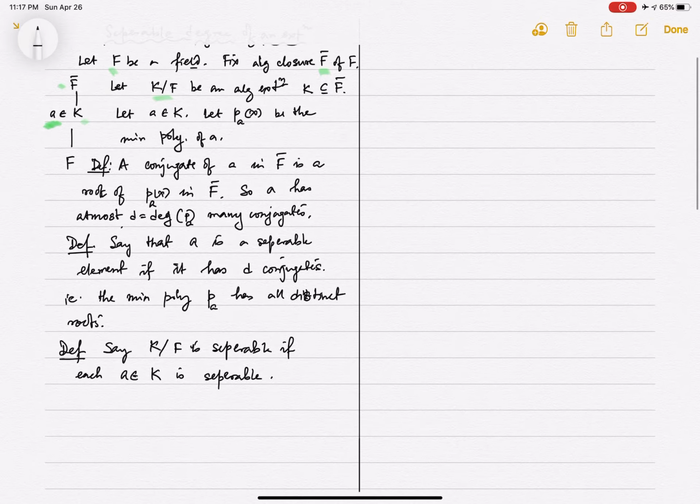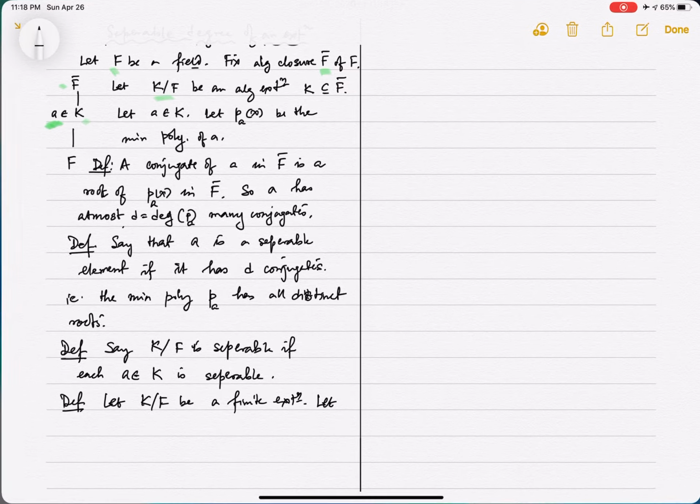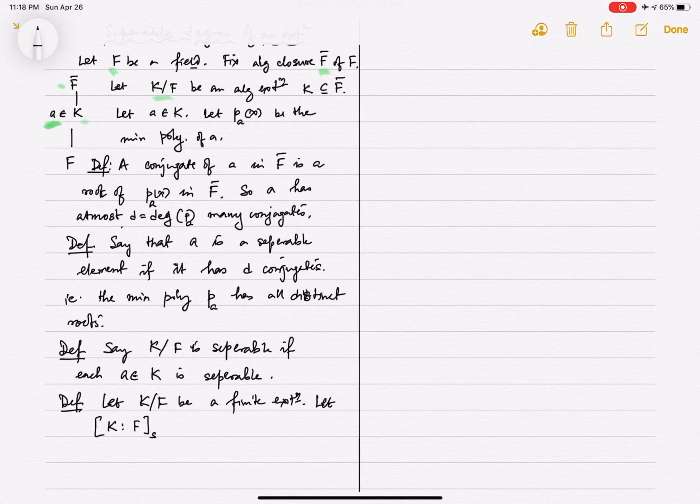Okay. So I want to define something called separable degree, which right now would seem something completely different, but it would get linked very quickly. So let K over F be an extension, and a finite extension, let's say. That would be good enough for us. And then let [K : F]_s, this will be called the separable degree of the extension, be the number of embeddings sigma from K to the algebraic closure, such that sigma restricted to F is identity.